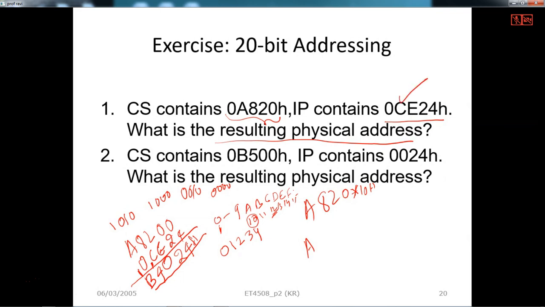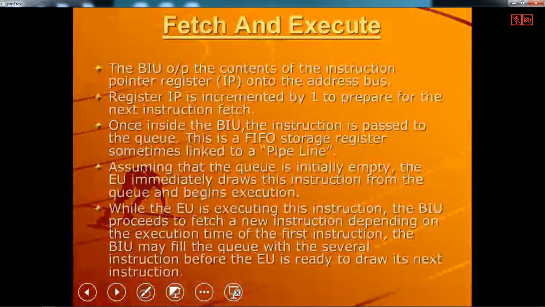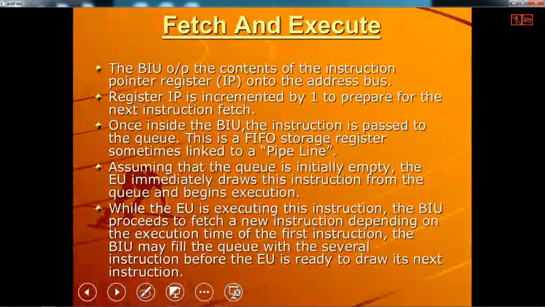If CS contains 0A820 and your IP contains 0CE2, then the physical address is this. Similarly, you can go through this. If CS content is this and IP content is this, then you can go ahead and work out what the physical address is. Right?